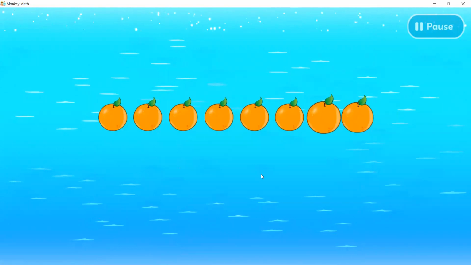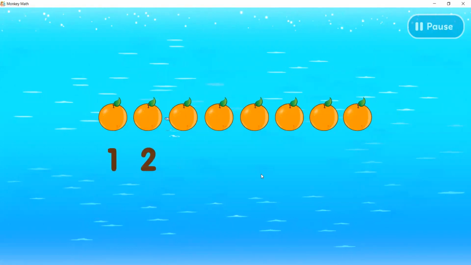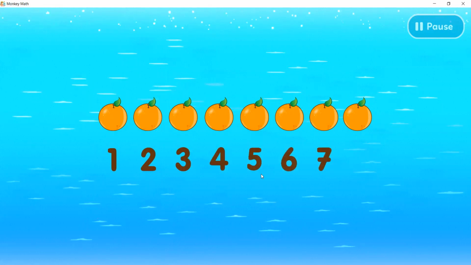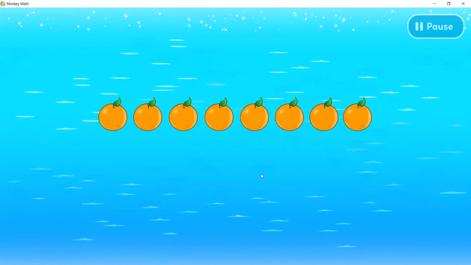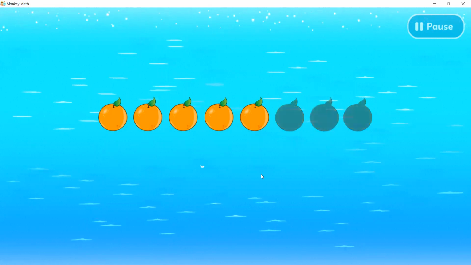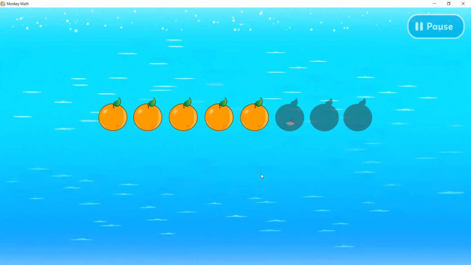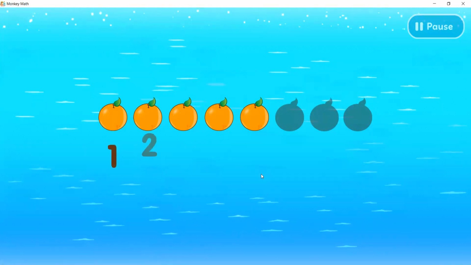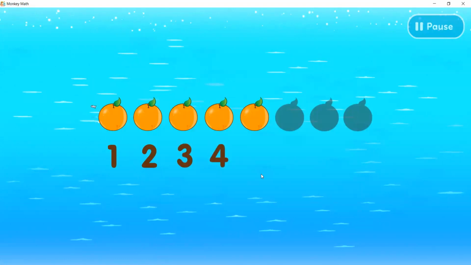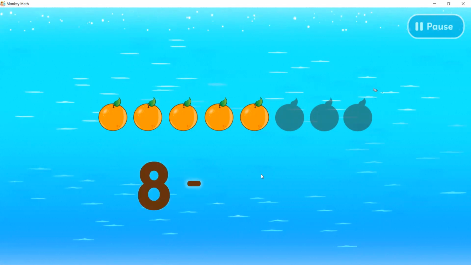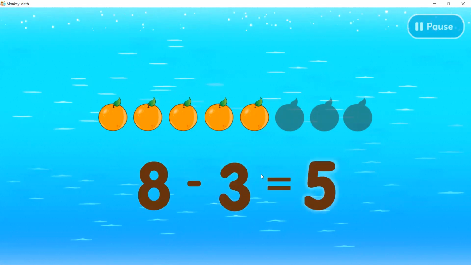We have 8 oranges. 1, 2, 3, 4, 5, 6, 7, 8. If 3 oranges are taken away from 8 oranges, then how many oranges are left? Let's count them. 1, 2, 3, 4, 5. So, 5 oranges are left. The subtraction sentence for this is 8 minus 3 equals 5.